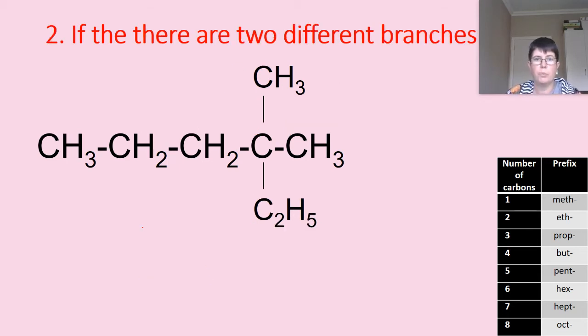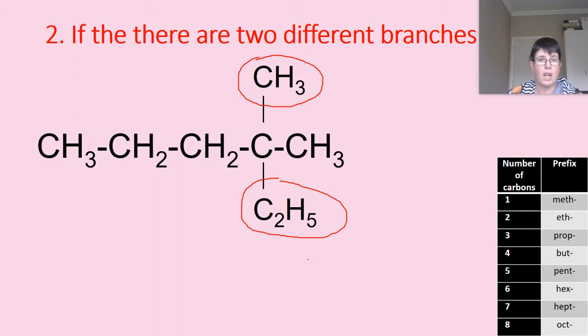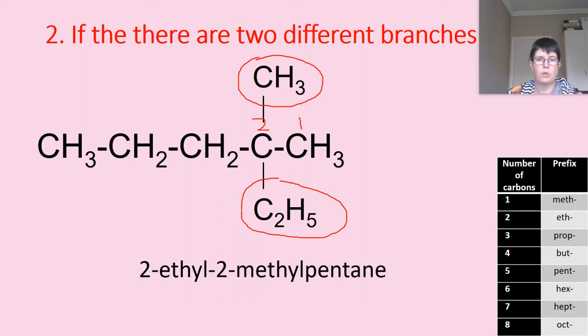If there are 2 different branches, so this is the same molecule, but this time there is an ethyl group here and a methyl group here. So 1, 2, 3, 4, 5 is still the longest chain, so it's still pentane. But we're going to count from here. 1, 2. So these are both attached to carbon 2. So we've got 2 ethyl. Ethyl comes first because it runs on the alphabet. So there's the E for ethyl and the M for methyl. So the ethyl group goes first. 2 ethyl because it's attached to carbon 2, 2-methylpentane.